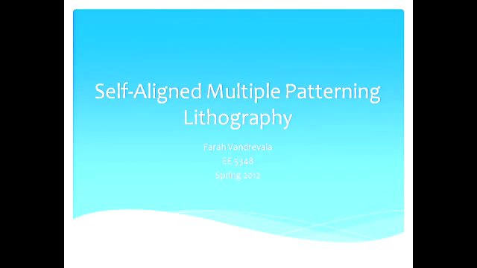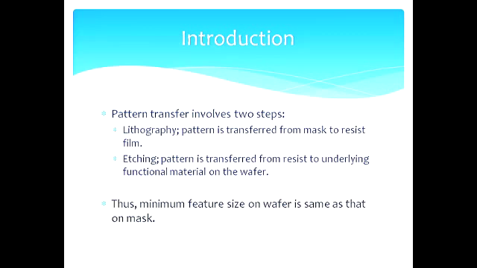Hello everyone, I'm Farah Wandrewala and my topic for the term paper was self-aligned multiple patterning lithography. Now, pattern transfer involves two steps, lithography and etching. In lithography, it's the optical setup that is involved, wherein light is transmitted from the optical source, passes through your mask and develops a pattern on the resist. And in etching, the pattern is then transferred from the resist down to the functional layer. It could be silicon dioxide, or maybe directly onto the substrate.